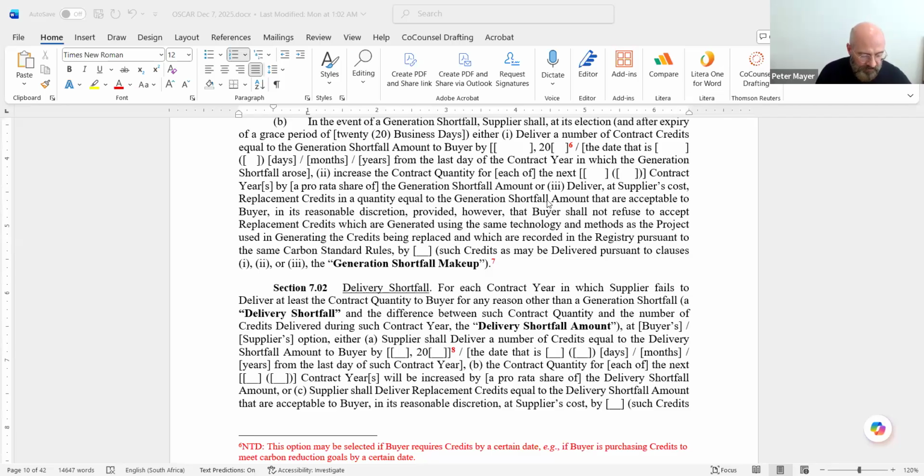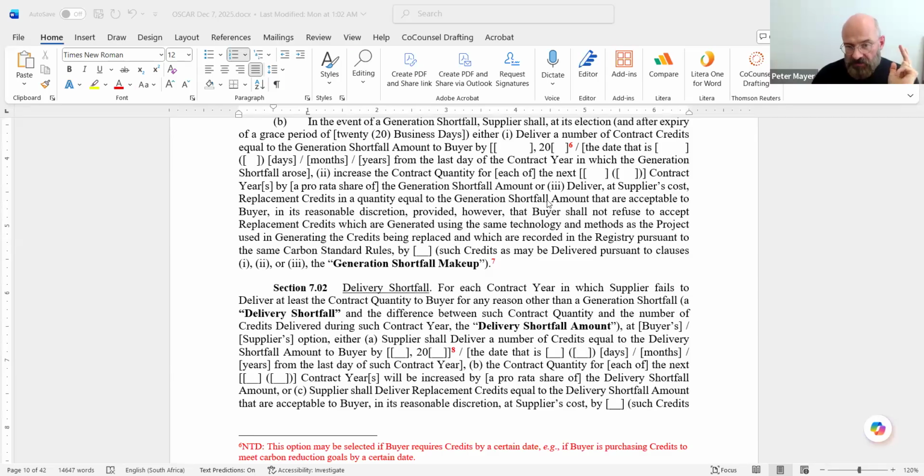So if you look at these clauses and you read them, you might find them a little bit confusing. So I'm going to break them down, right? Generation shortfall, the cause is the project fails to generate enough credits. This is typically because of operational or performance issues, right?